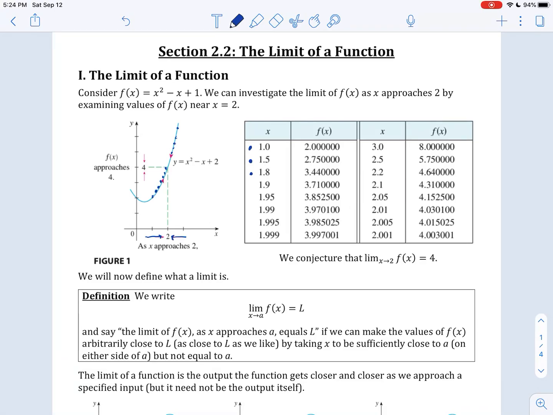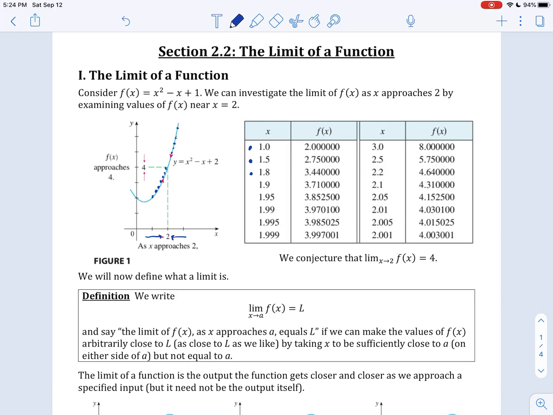Hello. This is section 2.2 from the James Stewart Calculus Early Transcendentals book. And today we're going to talk about the limit of a function. We're going to go over the various notation and what it means to be the limit of a function.